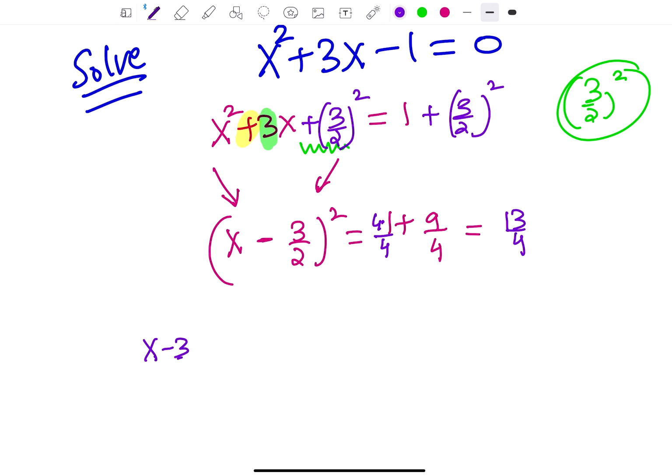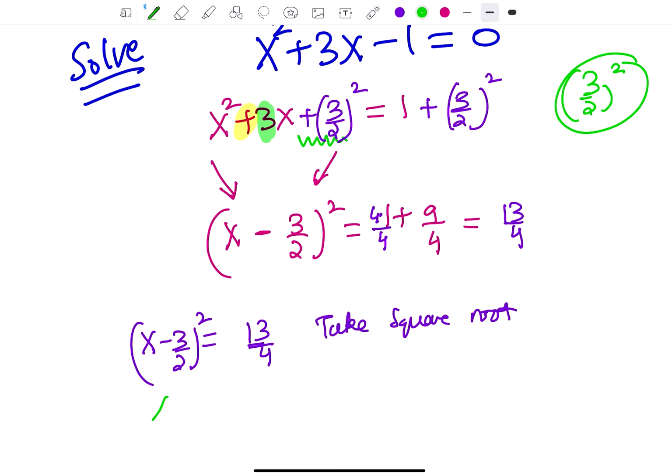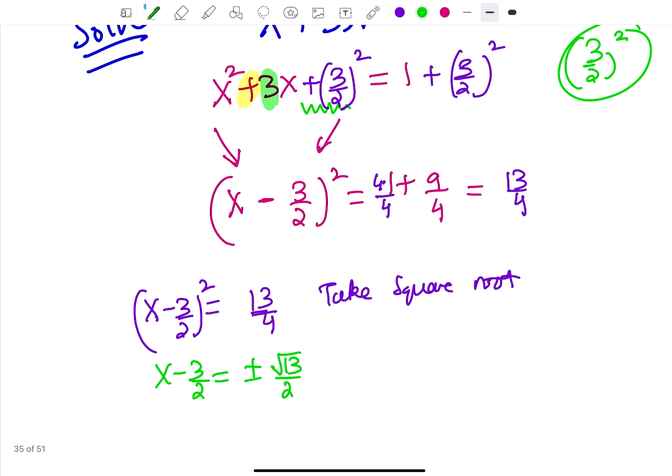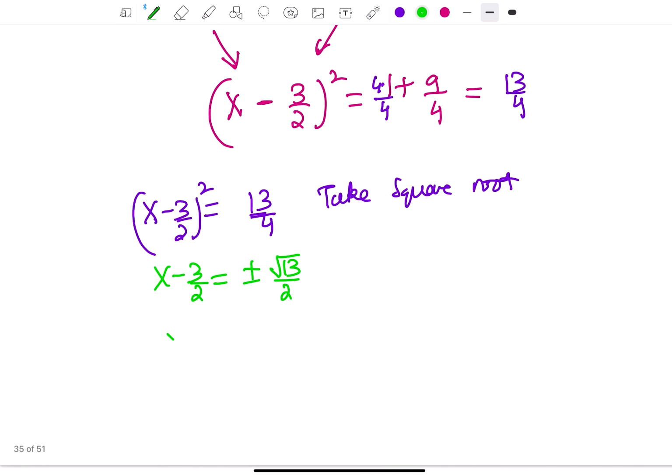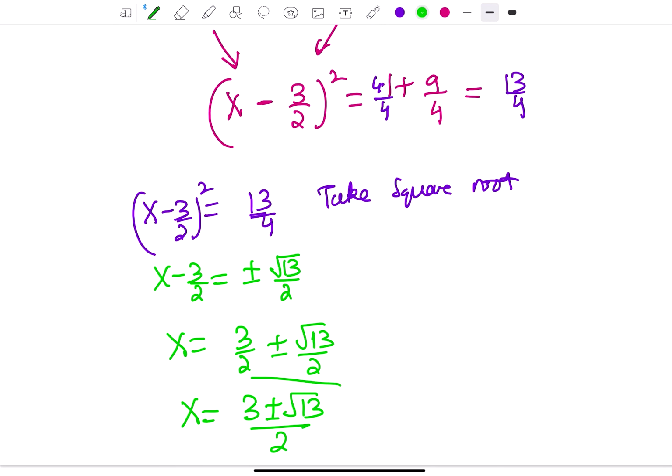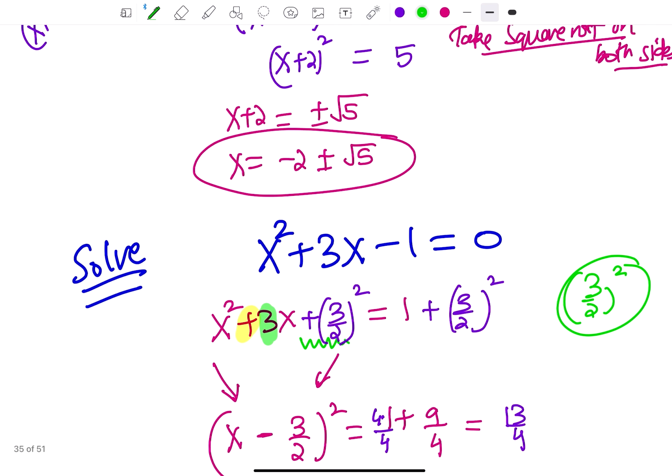Next step, I have x plus 3/2 squared equals 13 divided by 4. Go ahead and take the square root on both sides. When I take the square root on the left-hand side, square and square root cancel each other. And on the right-hand side, we would have plus or minus square root of 13 over 2, because the square root of 4 is 2. Lastly, it's my goal to get the x by itself, so I'm going to go ahead and subtract 3/2 from both sides. Negative 3/2 plus or minus square root of 13 over 2, and we can write it as a single fraction by getting a common denominator of 2 under the entire numerator.